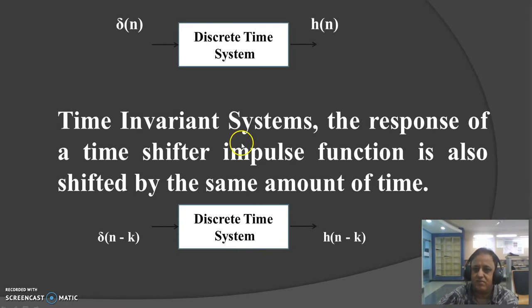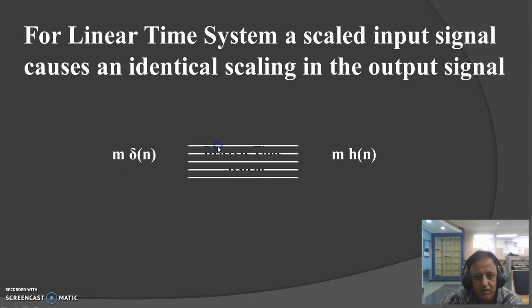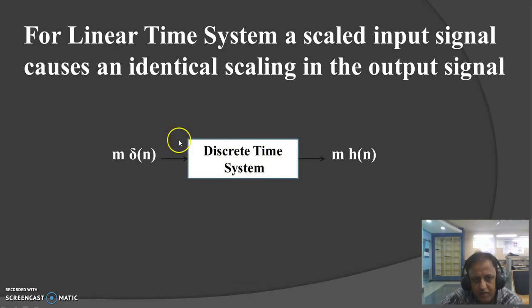For time invariant systems, the response to a time-shifted impulse function is also shifted by the same amount of time. But remember, this occurs for time invariant systems only. Then for linear systems, if I give a scaled input signal, or a scaled delta function, my output is also going to be scaled by that particular amount. So let's have a discrete time system. You have δ[n] multiplied by a constant, so the impulse response h[n] is also going to be scaled by the same amount. This is how shifting and scaling is done in linear time invariant systems.